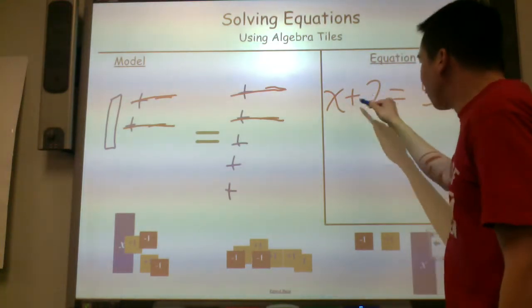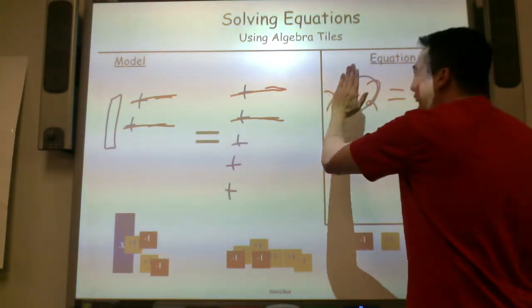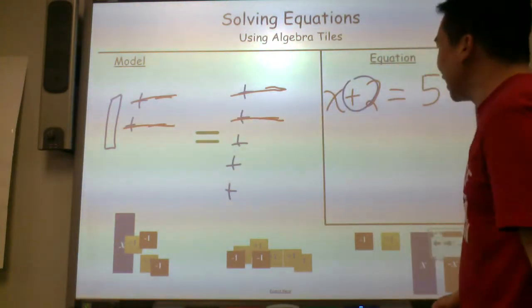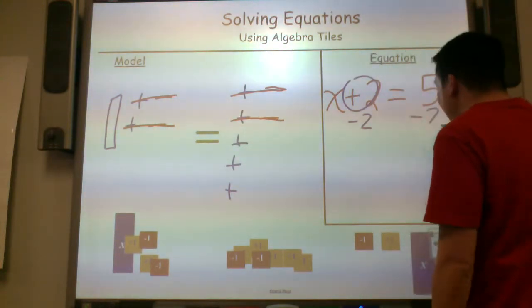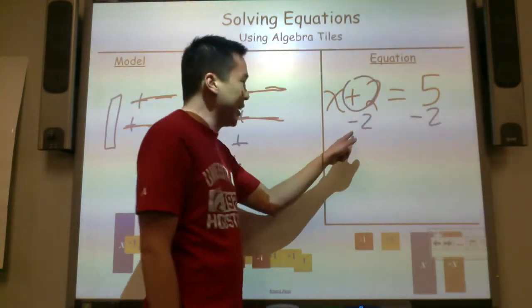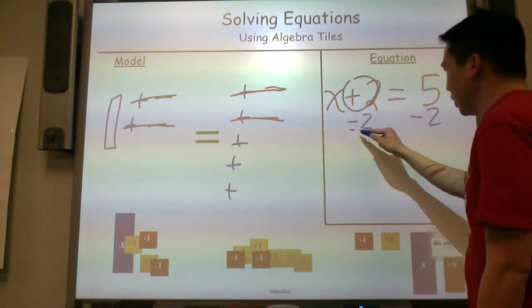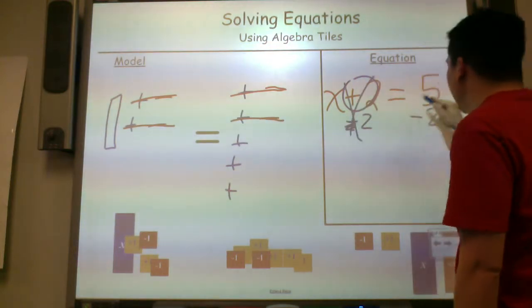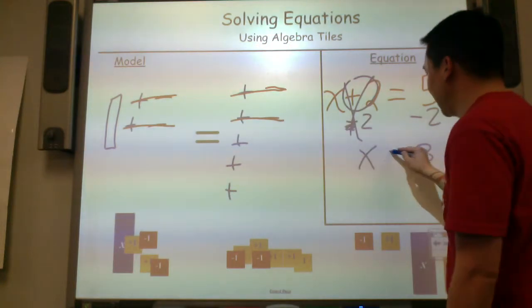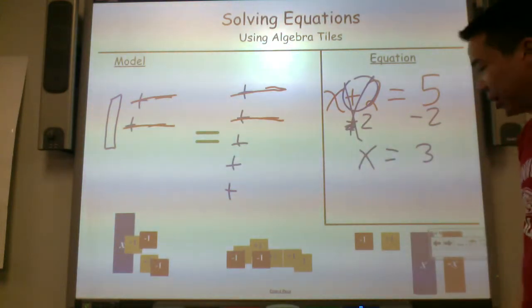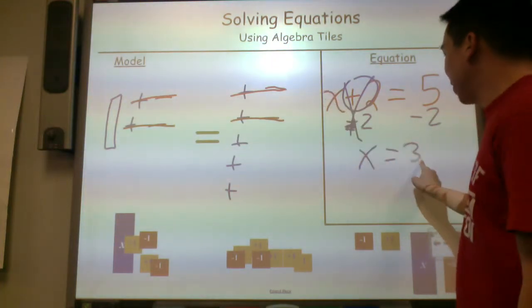What is the inverse of positive 2? What's the opposite of positive 2? I need to isolate this x by itself. The inverse of plus 2 is negative 2. So the inverse of plus is minus. So we have positive 2 and negative 2. Cancels out. And we have 5 positive and 2 negatives. What do you have left? 3 positive. So x is equal to 3. To check your work, re-plug it in. 3 plus 2 is 5.